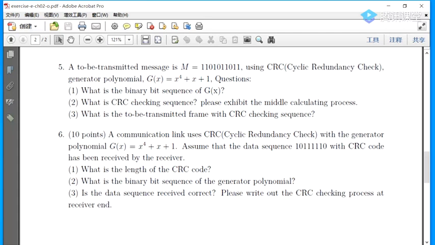The questions are as follows. 1. What is the binary bit sequence of G(x)? 2. What is the CRC checking sequence? Please exhibit the middle calculating process. 3. What is the to-be-transmitted frame with the CRC checking sequence?